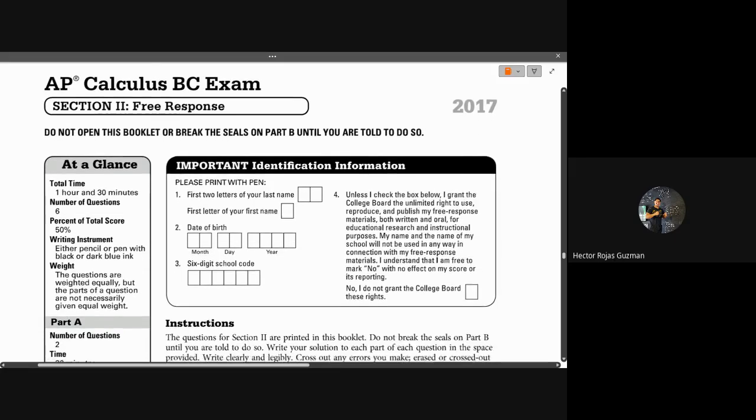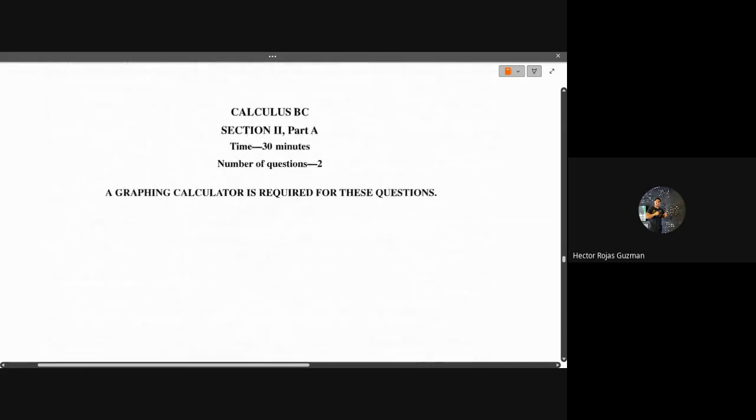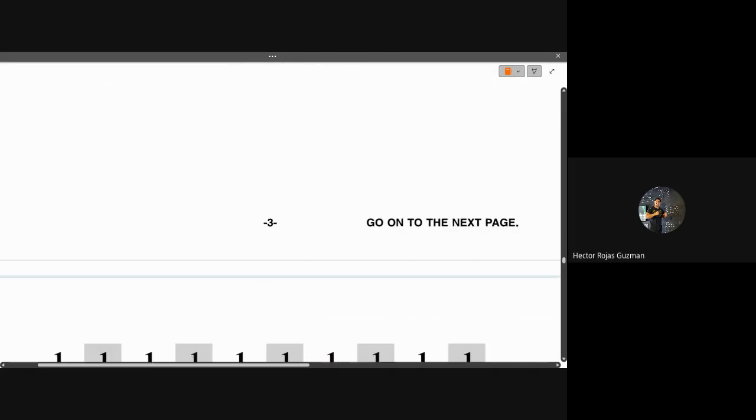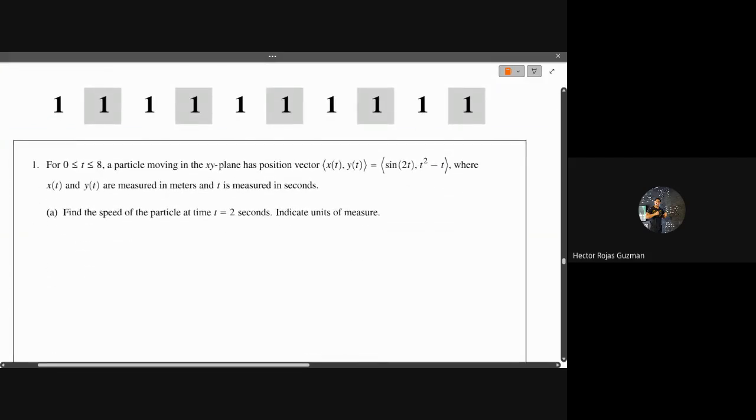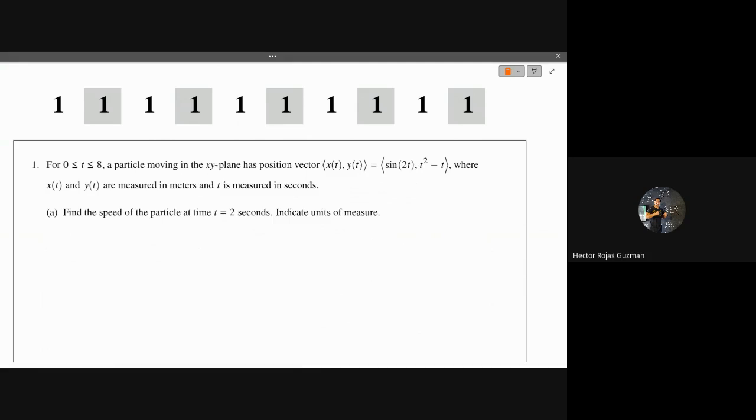If for some reason I go too fast or there's something you didn't understand, let me know. Make a note of it on your practice test. Jot it down and let me know in class so I can help you guys out.